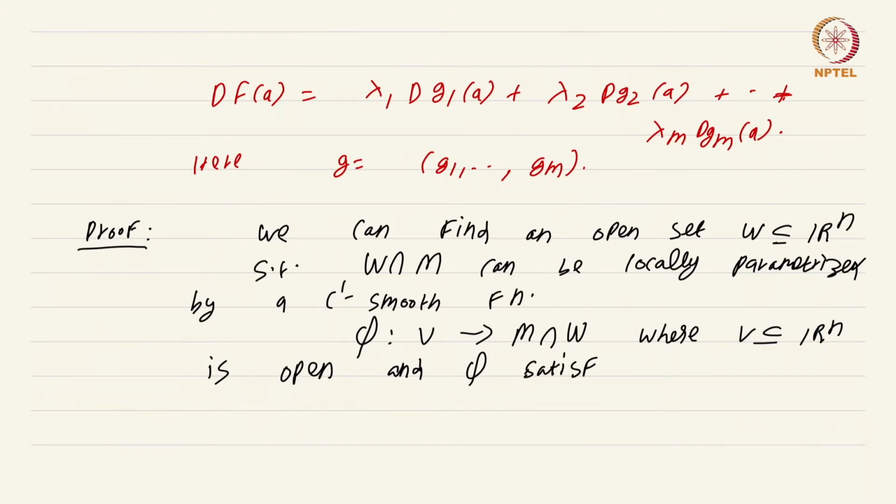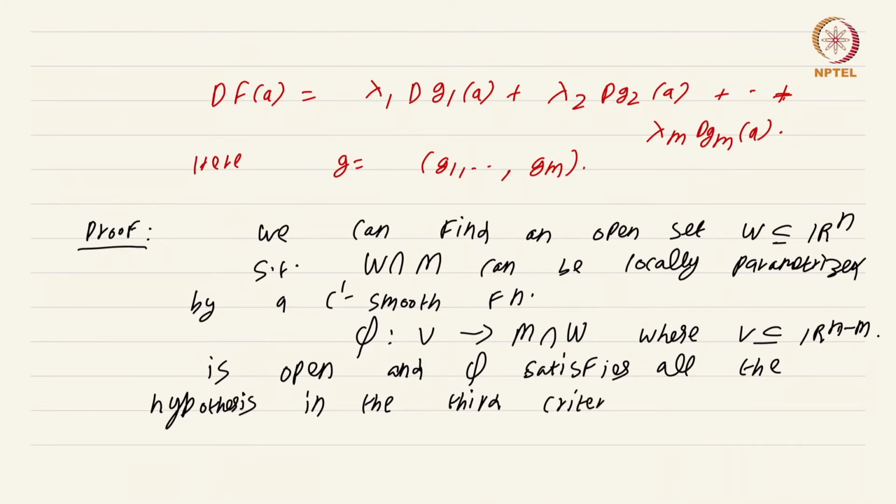Actually V is a subset of R^(n minus m), and phi satisfies all the hypotheses in the third criterion for a manifold.